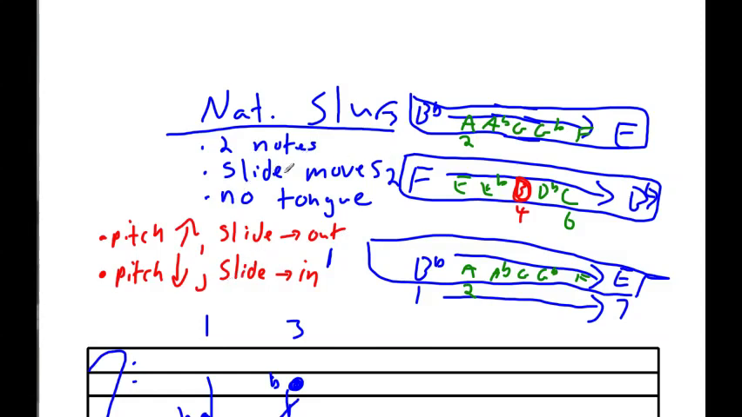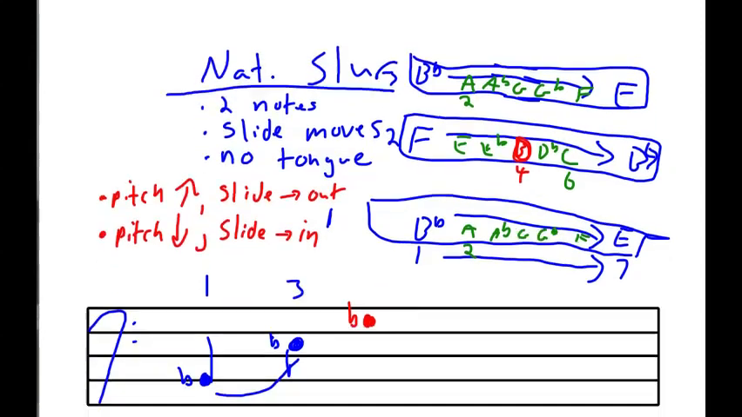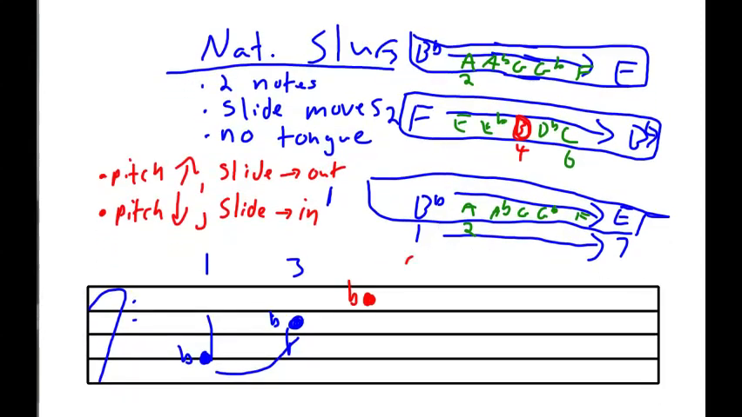Again, if the slide wasn't moving, it would be a lip slur. But since the slide is moving from one position to the other, it could potentially be a natural slur. And if the pitch happens to be descending, and the slide is coming in towards the body, it's always going to be a natural slur. So that would be like if we were starting on, let's say, G flat here. I'll move this down slightly. So we're starting on G flat there.